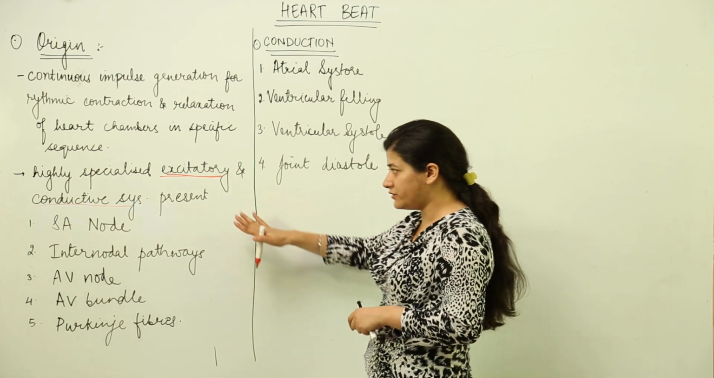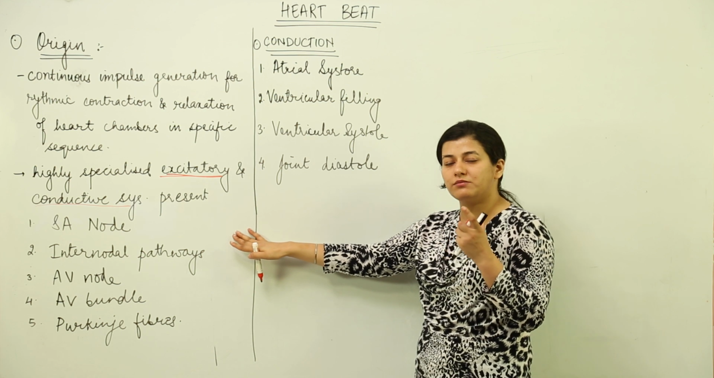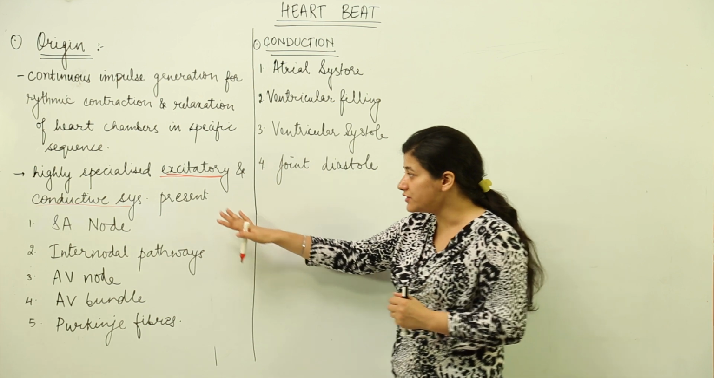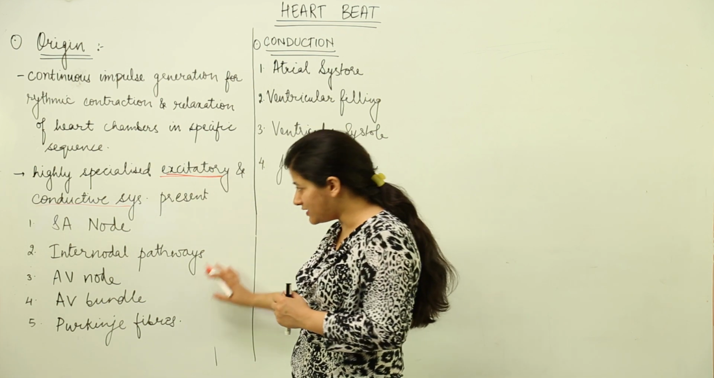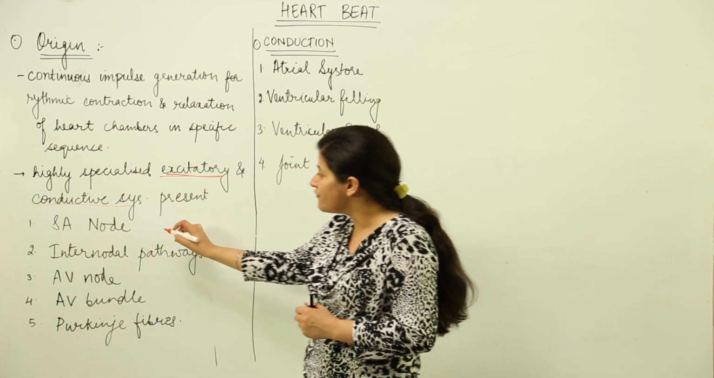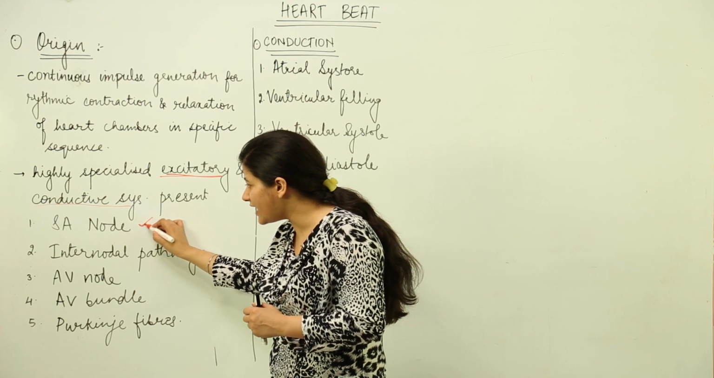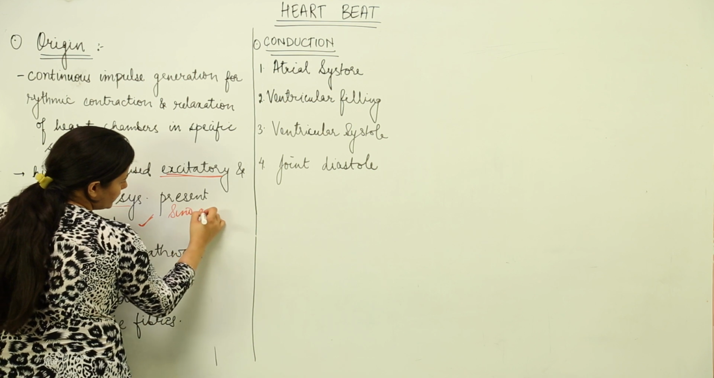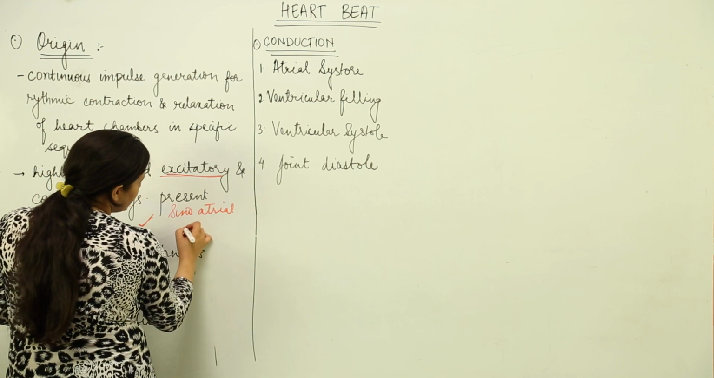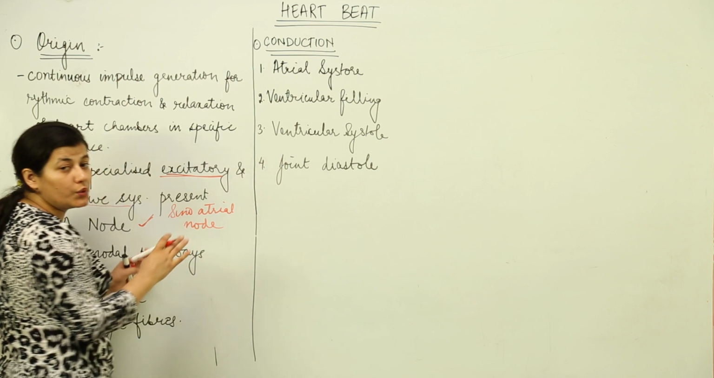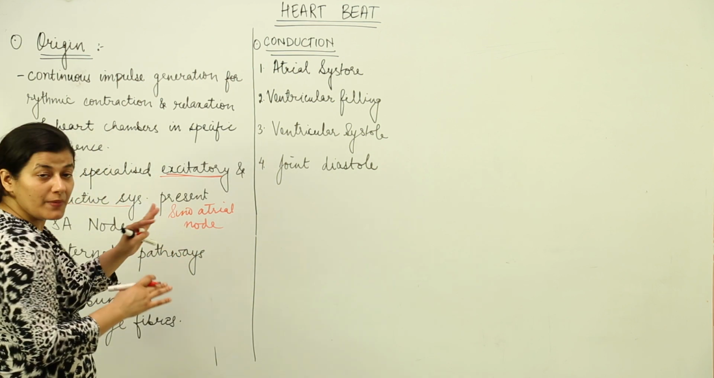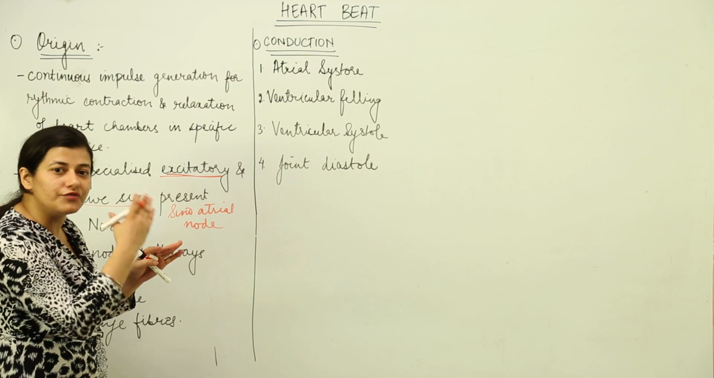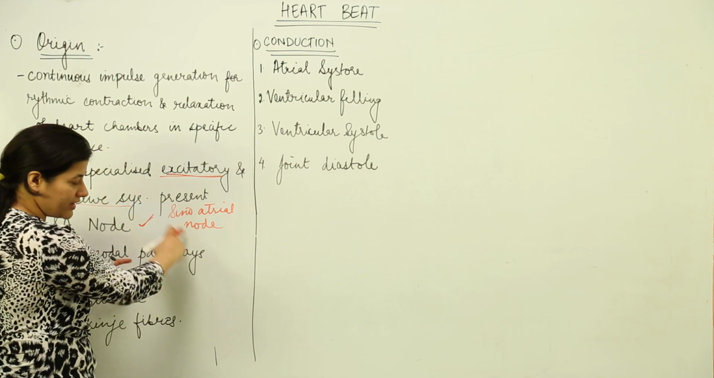Now when we talk about all these systems, they would be muscle fibers, not nerve fibers. And what is the exact system? First thing that we have to remember is the SA node. SA node stands for sinoatrial node, and this SA node is also known as the pacemaker. Now where is this SA node located? It is located in the upper lateral side of the right atrium. This is the pacemaker of the heart.